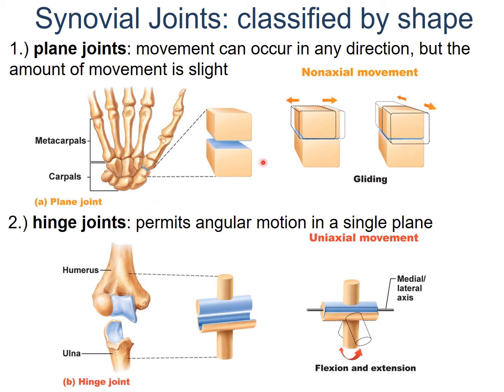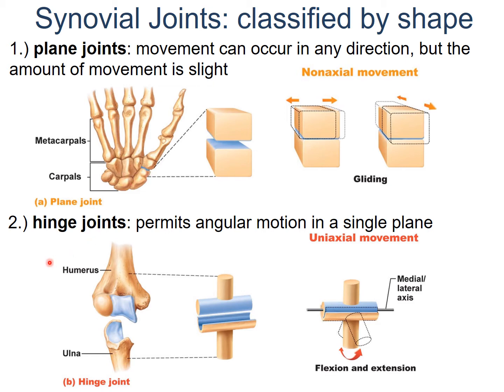So if we look at these little boxes, these boxes are meant to represent 2 different bones. The synovial joint would be in there. And then this is just showing you the movement. You can get some side-to-side movement, some back-and-forth movement, but there's not a lot of movement. The movement is slight, okay? So we need to know the definition, and then your example is in between the carpal bones.